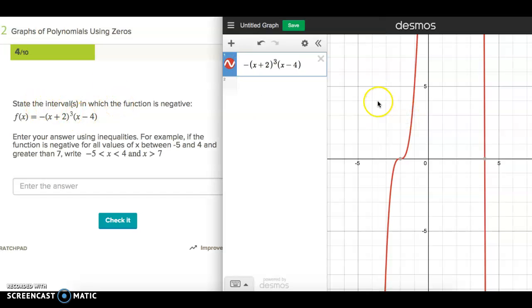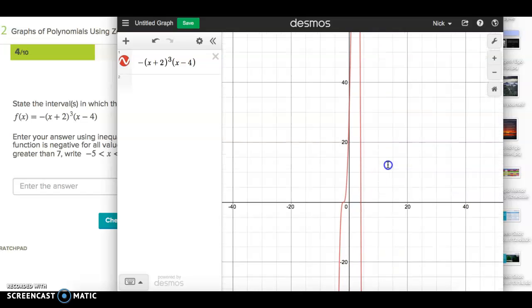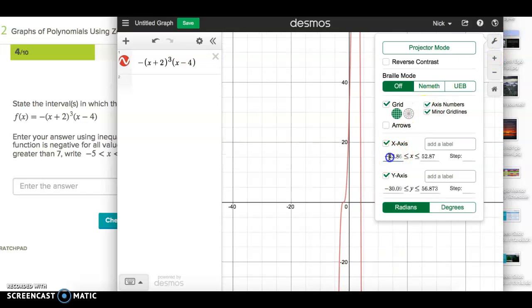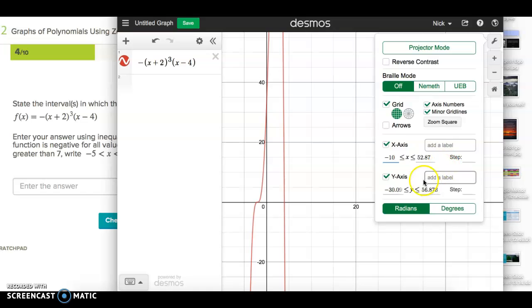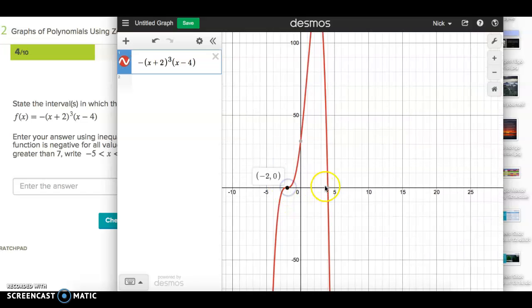And I graphed it right here using Desmos. We have negative (x plus 1) cubed times (x minus 4). And clearly we can see the zeros are at -2 and 4. I mean, we can zoom out a little bit and adjust the viewing window just to get a better look at it. But for all intents and purposes, all we need to know is the zeros are right there and right there. And to see what intervals of the function are positive or negative, we just have to take a look at this x-axis.